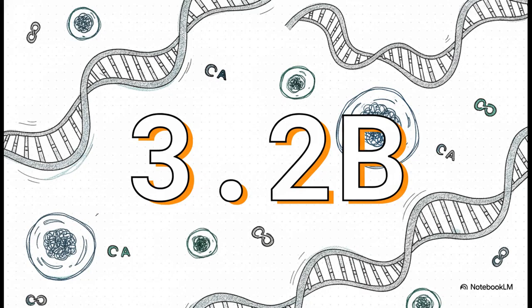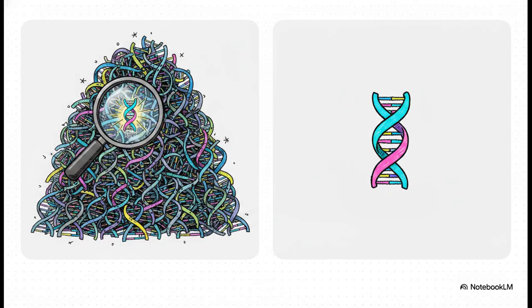Let's start with a massive number to set the stage. 3.2 billion. That's roughly the number of base pairs in a single haploid human genome. It's an absolutely staggering amount of genetic information, all packed into the microscopic nucleus of a cell. Now picture this. You want to find and clone just one specific gene, right? Maybe it's about 3,000 base pairs long. Compared to that 3.2 billion base pair total, it is literally harder than finding a needle in a haystack. It's like 1/1,000,000th of the genome.